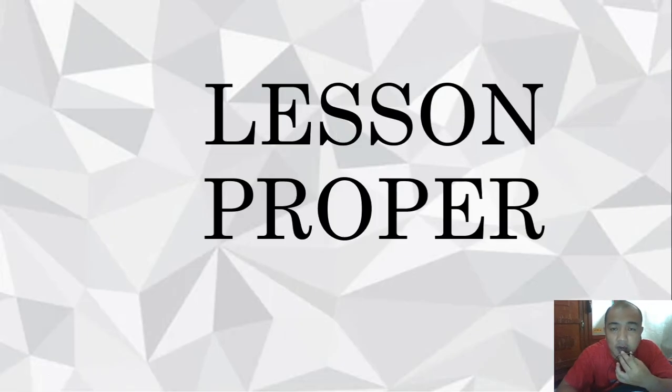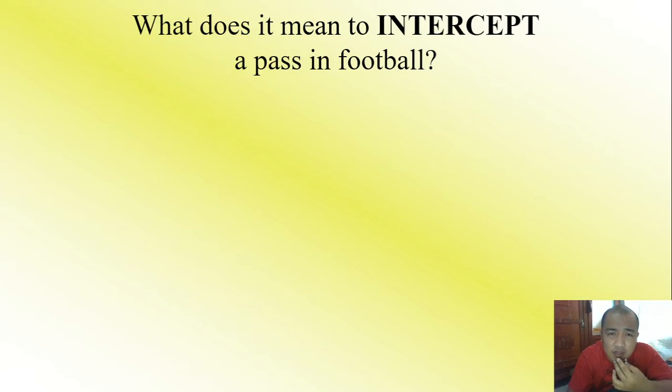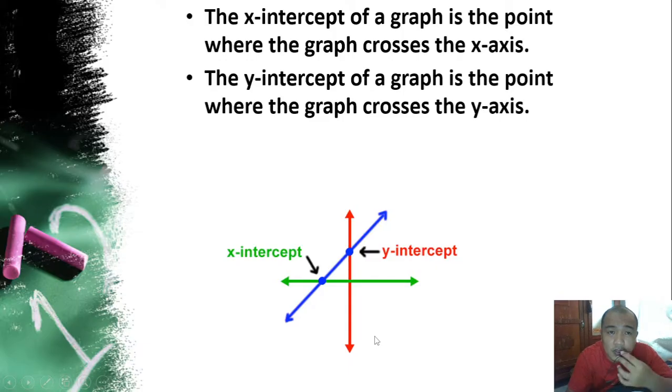So let's go now to our lesson proper: intercept form. What is intercept form? What does it mean to intercept a pass in football? The path of the defender crosses the path of the thrown football. In algebra, what are x and y intercepts? Let's have a review. The x-intercept of a graph is the point where the graph crosses the x-axis. So this is the point.